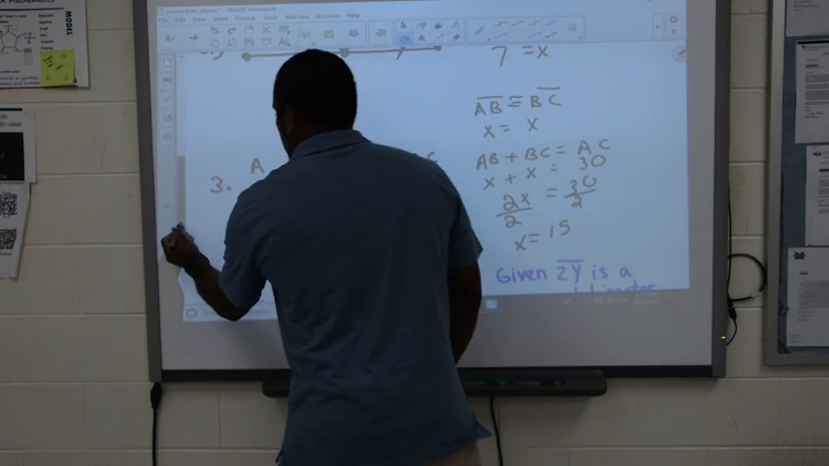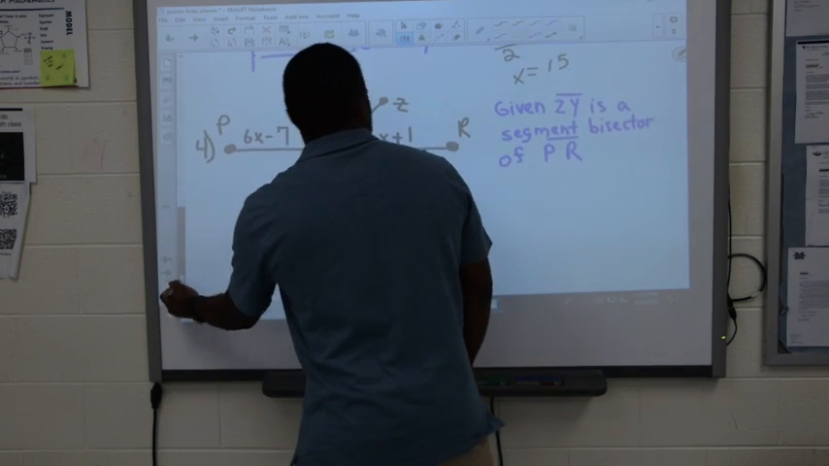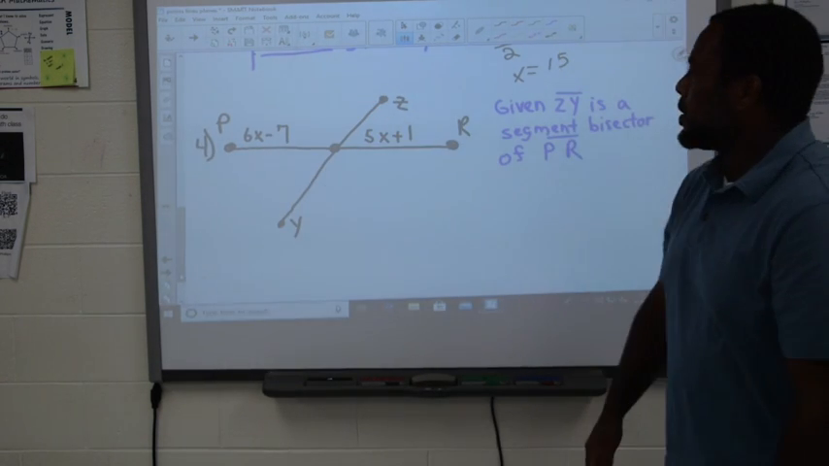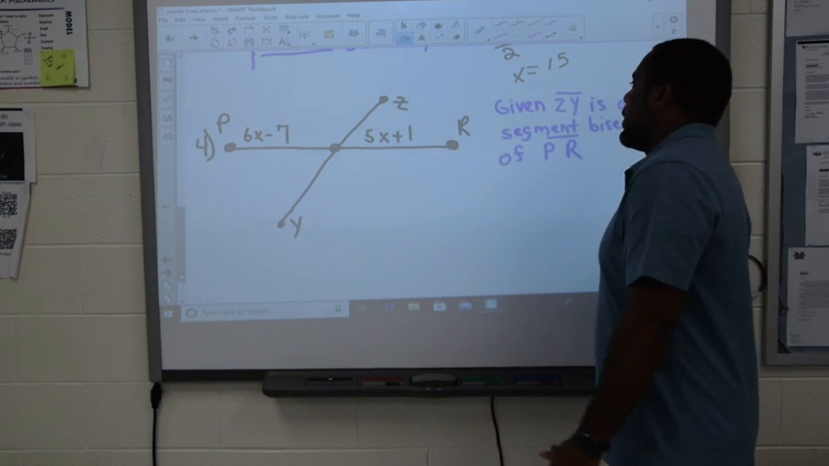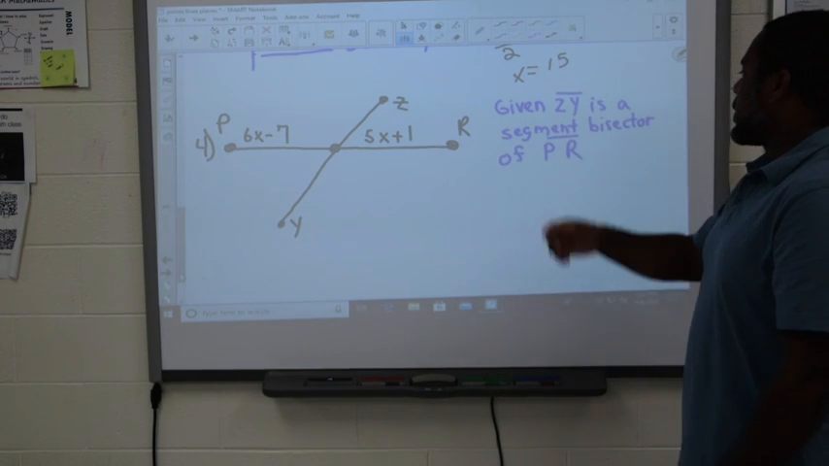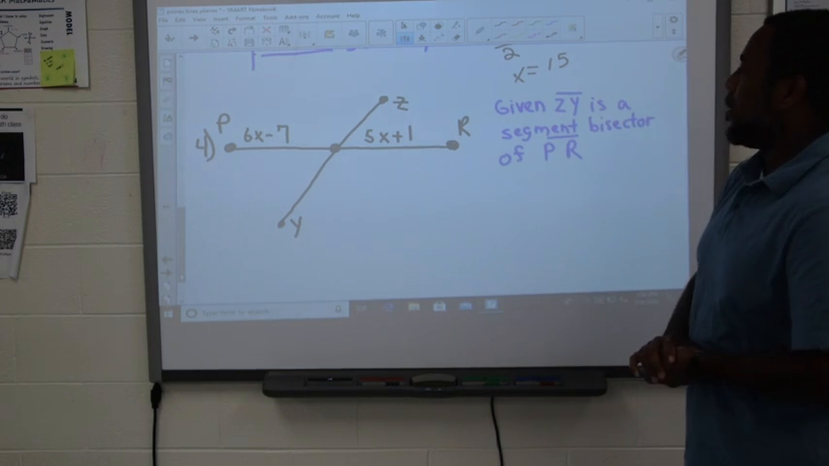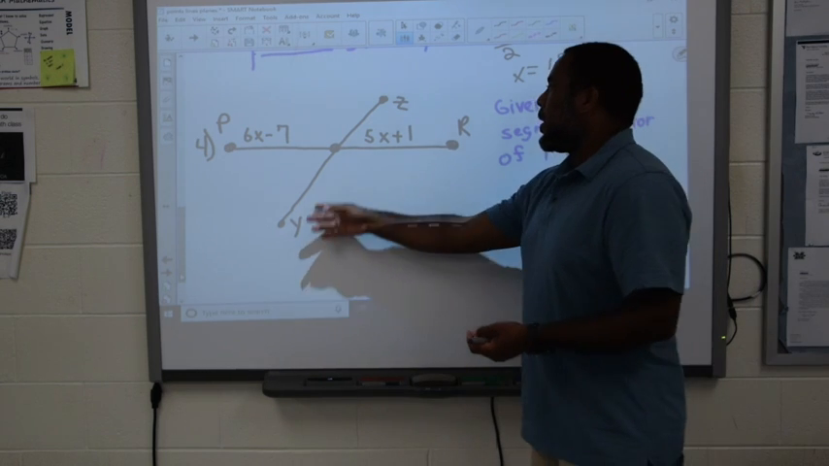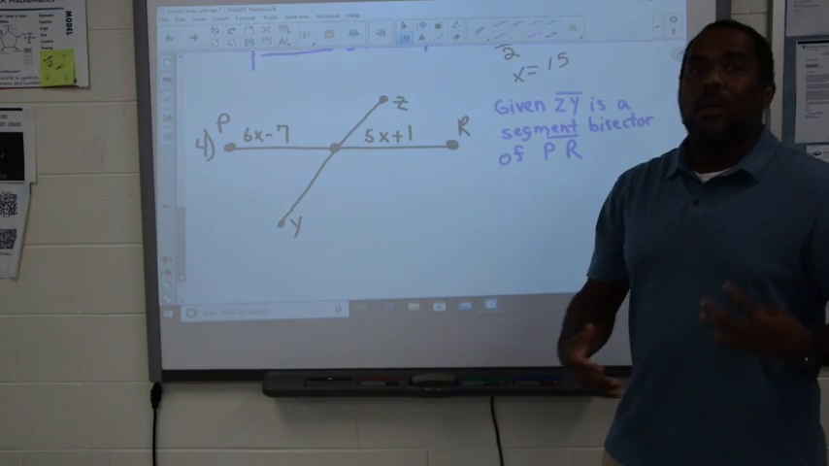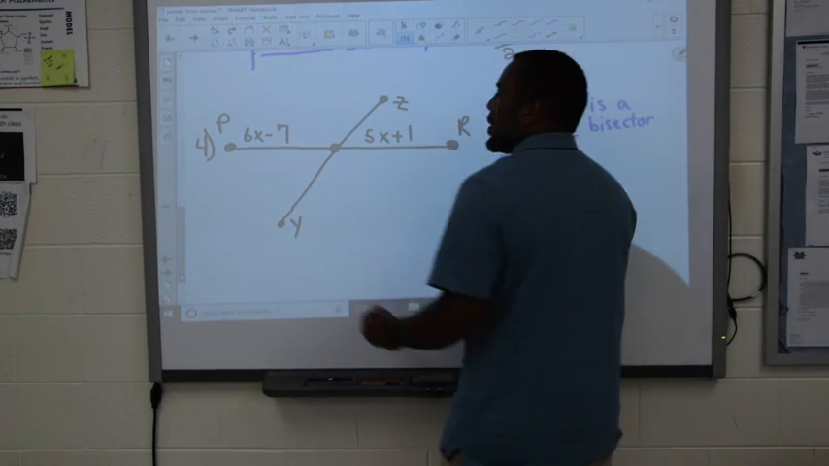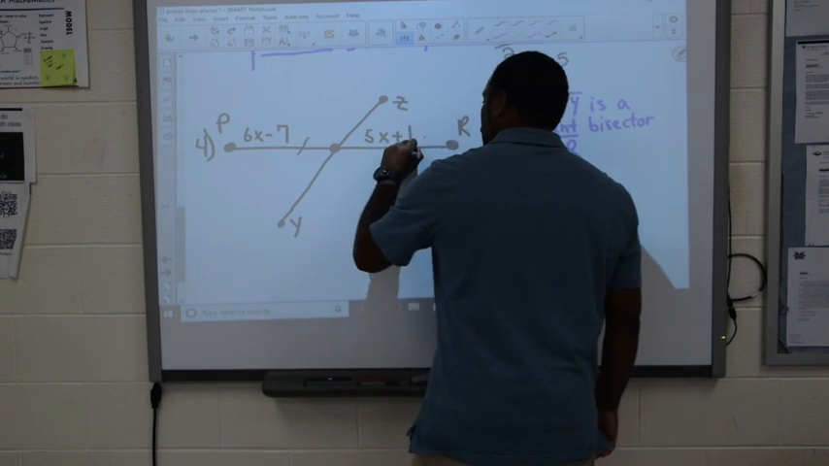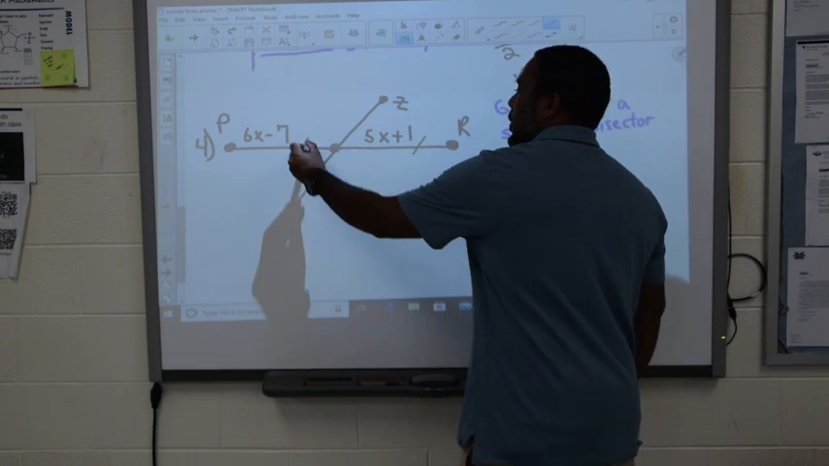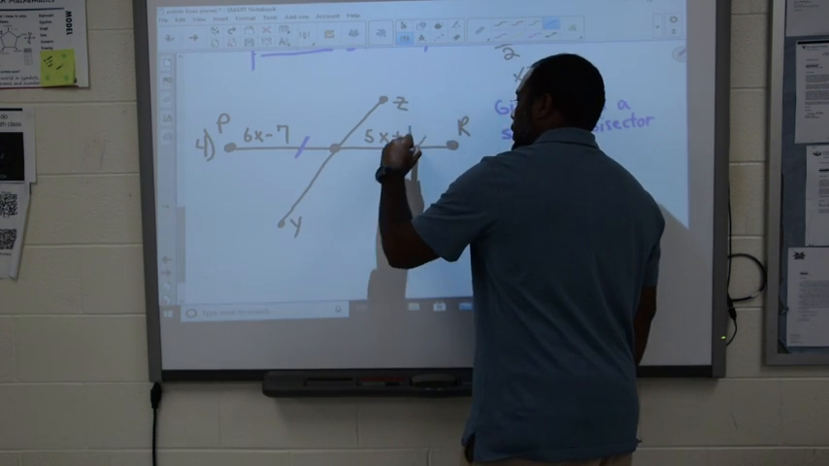Which brings us to our final problem. Here we have 6x minus 7 and 5x plus 1, given that ZY is a segment bisector of PR. So ZY is a segment bisector. What does that tell us? That tells us that these pieces are equal. I'll write those in blue so maybe you can see them. They are equal.